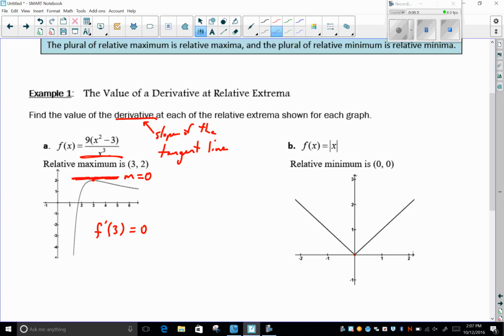If we look at part B, it's telling us we have a relative minimum at (0, 0). This is the most basic absolute value function. And we know that that's going to be the lowest point on the entire graph. So let's take a look at the derivative at this point. Well, there happens to be a sharp turn. So since there's a sharp turn, we know that the derivative is undefined.